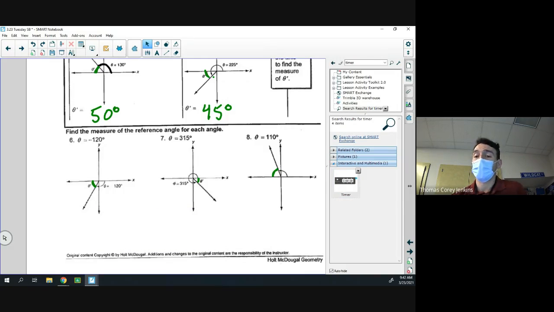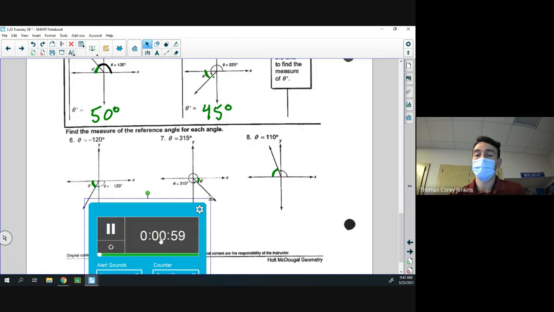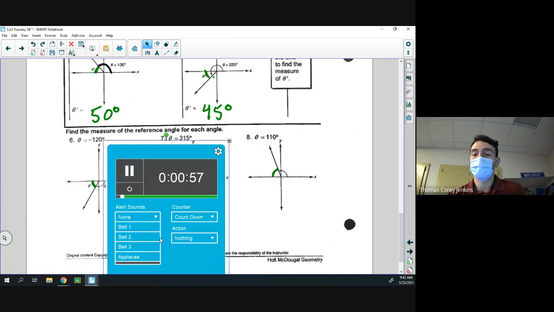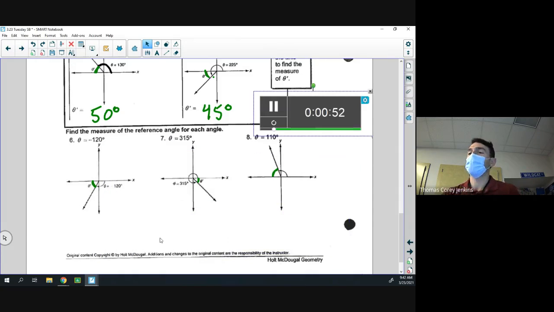And that's really about it. Like I told you, this is a pretty light lesson, but it has a couple things that we'll reference in 10.3. Reference angles, positive versus negative angles, stuff like that.